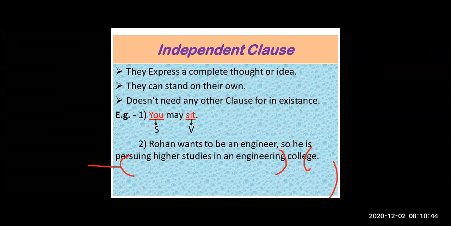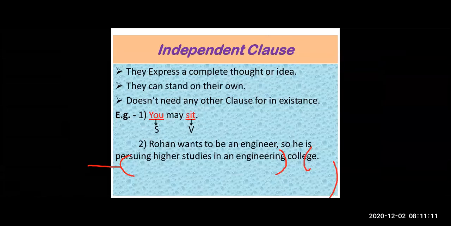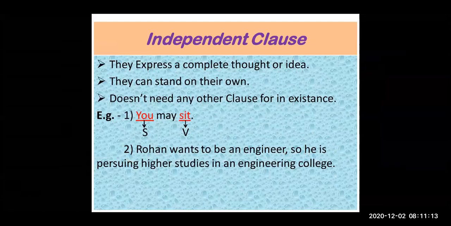Second example we have seen: Rohan wants to be an engineer. This is one clause. He is pursuing higher studies in an engineering college. This is another clause. It has been separated by a comma and the conjunction so is used. So these are the examples of independent clauses. Now let's move to our main topic, that is dependent clause, on the next slide.